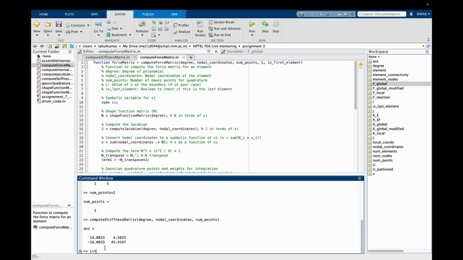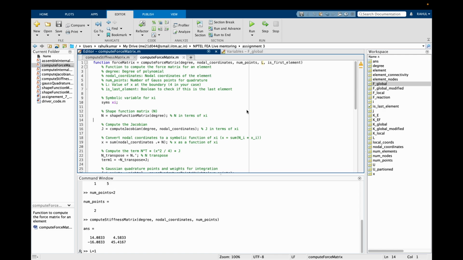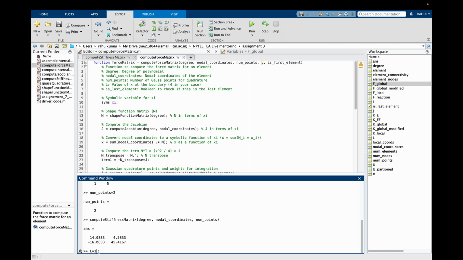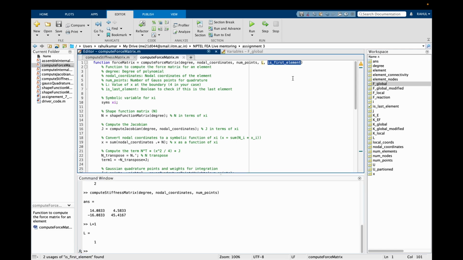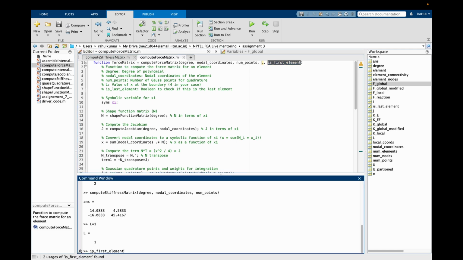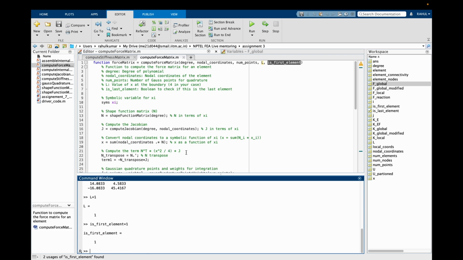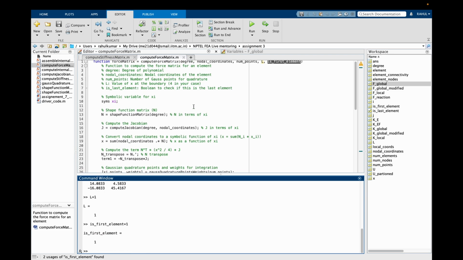L is 1, right? Here L is nothing but the point where we are giving the Neumann boundary condition. So at that point L equals 1 in our case. I am asking here for the first element, so obviously it will be 1. Because there is no such exception, I have to write is first element equal to 1. Now we will run this code.